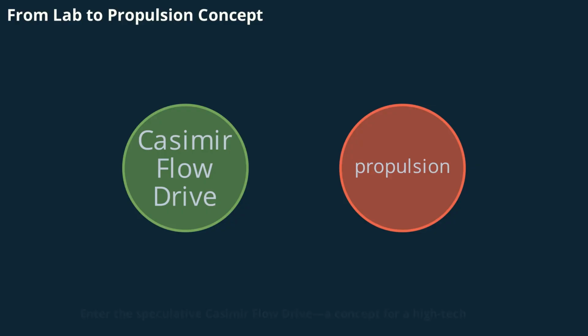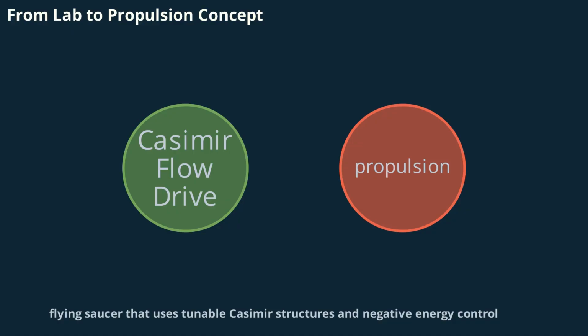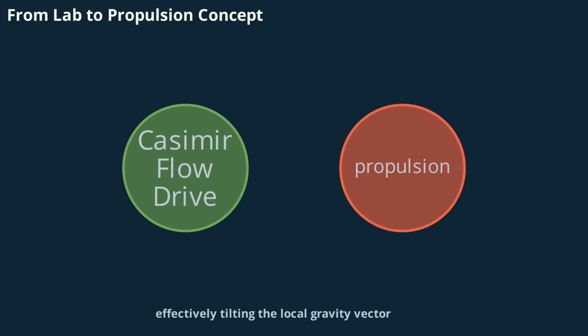Enter the speculative Casimir flow drive, a concept for a high-tech flying saucer that uses tunable Casimir structures and negative energy control. By engineering the vacuum field around the craft, it's possible to create directional gradients in physics, effectively tilting the local gravity vector and enabling 360-degree control without reaction mass.